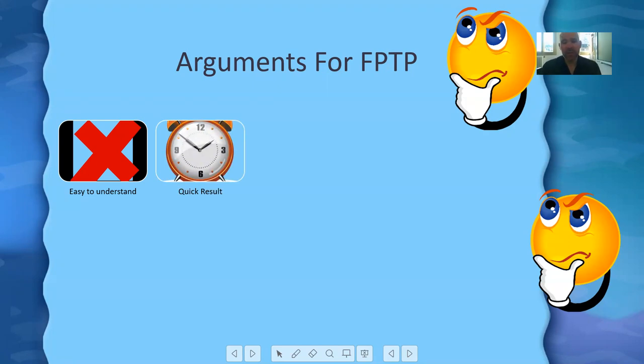The second argument that goes for first past the post, and in a way this is related to the first point, is that it gives a quick result. You've probably never stayed up on an election night, but you should, it's fun. When you get first past the post, all the votes are counted on election night, so the same evening effectively, and you have the result by the next morning. And in many cases, you have the result by like 1 a.m., 2 a.m., because it's a straightforward system.